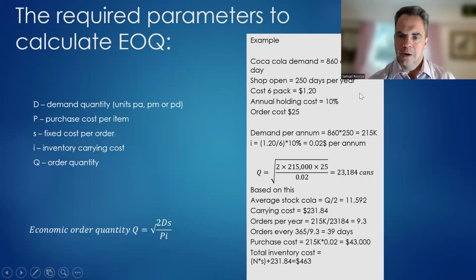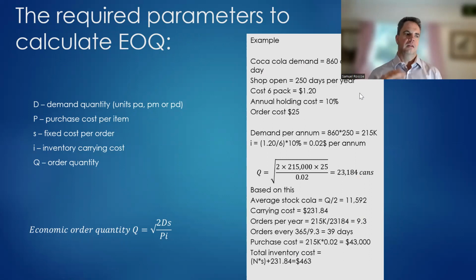So just as a quick example here, Coca-Cola, like I like to use for an example here, if I was in a mom and pop shop, I know that I sell 860 cans of Coke per day. My shop is open 250 days a year because of holidays and weekends. It costs me $1.20 to buy a 6-pack of Coke. Those are my purchasing costs. I know that my annual holding cost for inventory is 10%. So that basically takes into account holding stock on shelves, my warehouse. It accounts for my working capital that's tied up in that inventory. And I've estimated that in this example to be around 10%. And then, like I said before, to raise an order with a supplier can cost around $25 in terms of my time to raise that order.